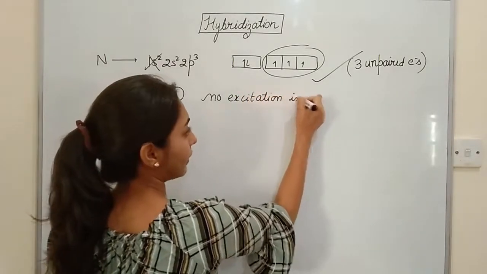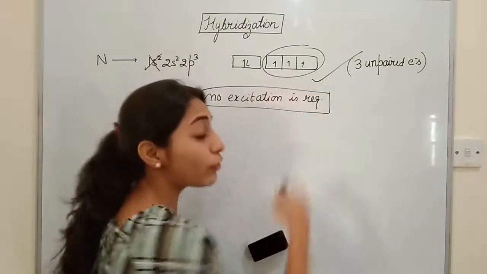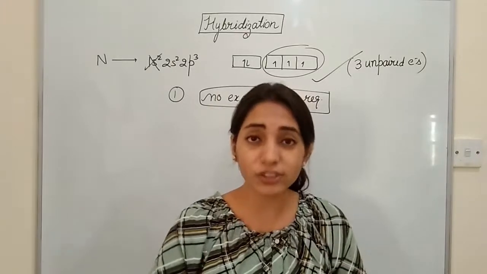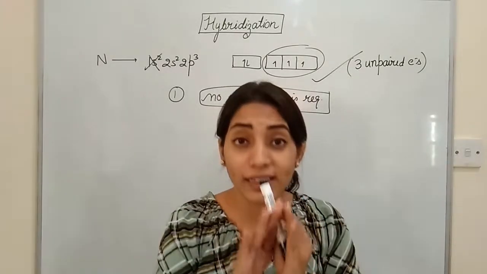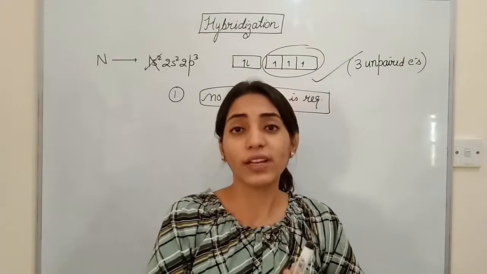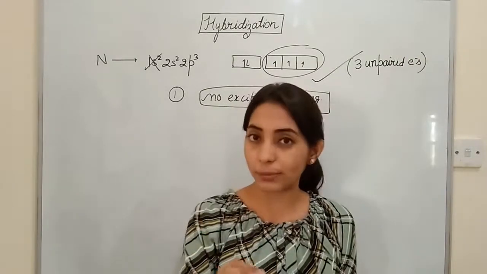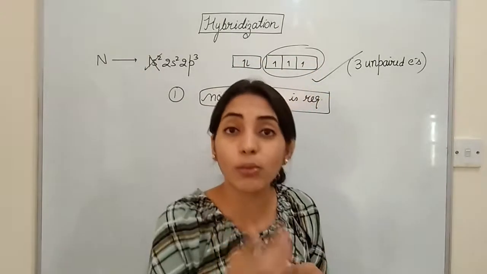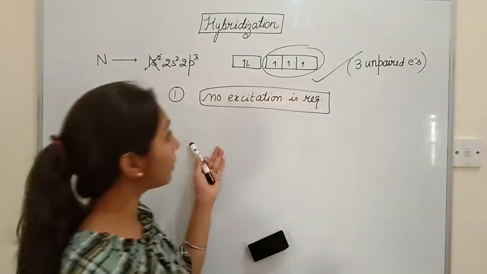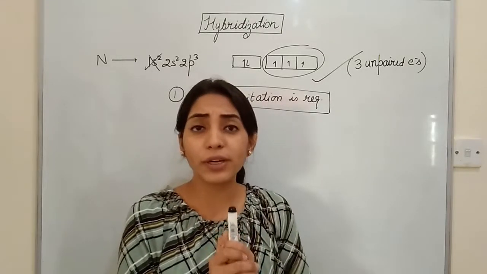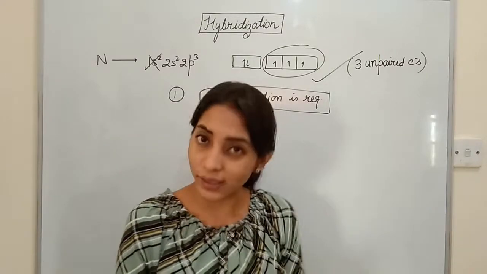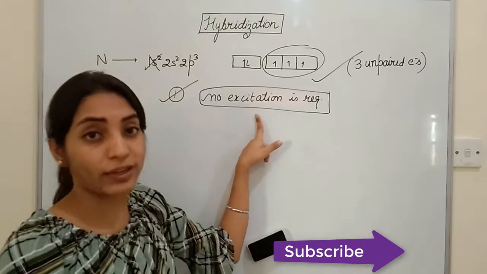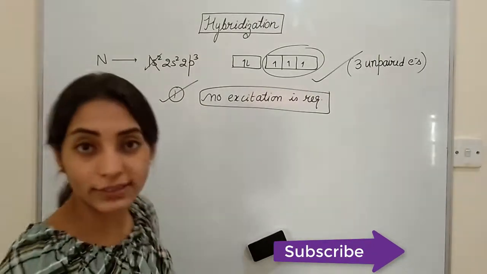So the first thing we understood from here is that no excitation is required. If you had been thinking that excitation of electrons is a part of hybridization, take a minute, think again, because excitation of electrons has got nothing to do with hybridization. We just do the excitation of electrons to get the required number of unpaired electrons. Here, we already have the required number of unpaired electrons, so we don't need excitation. Point number 1 should be clear: excitation is not a part of hybridization. Understood? Now let's go further.